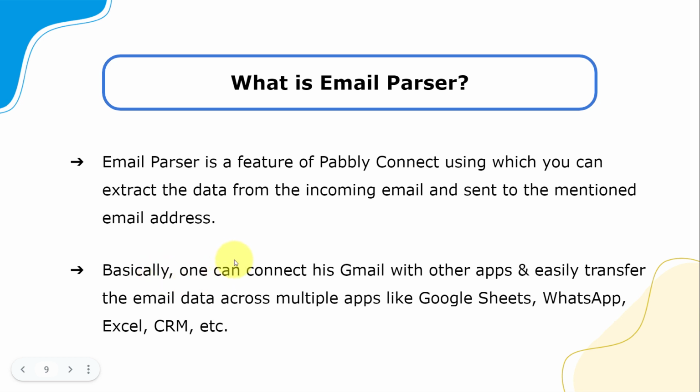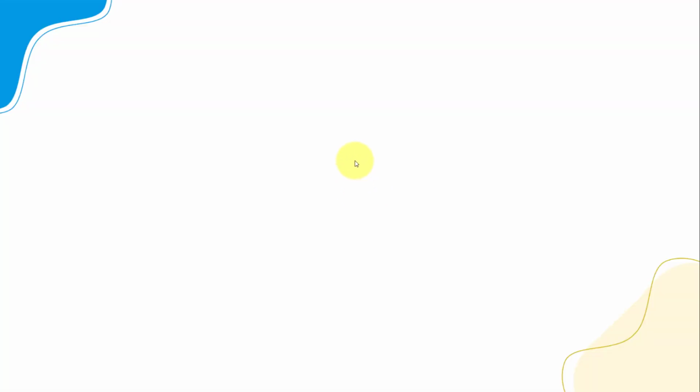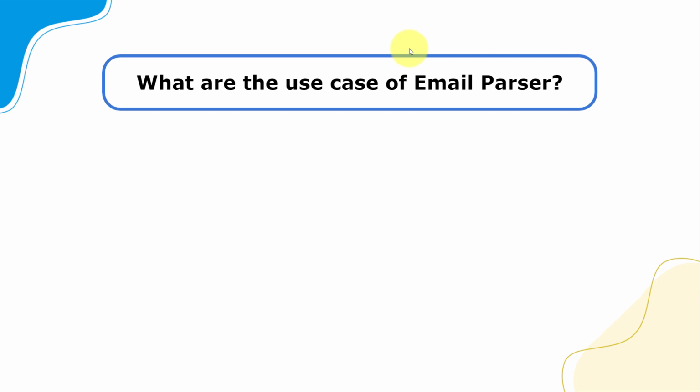Basically, one can connect their Gmail account with other apps and easily transfer the email data across multiple apps like Google Sheets, WhatsApp, MS Excel, multiple CRMs, etc. Now, what are the use cases of this email parser? Basically, how can one implement email parser in real life?